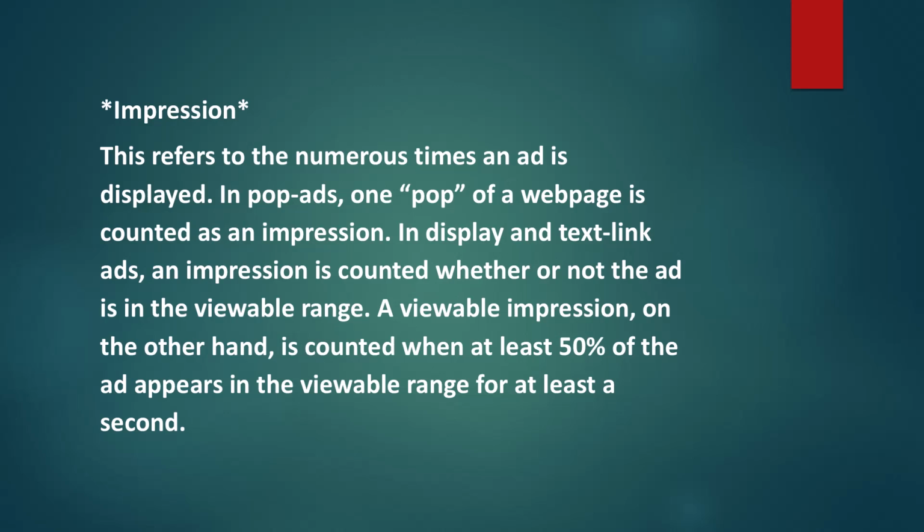Impression. This refers to the numerous times an ad is displayed. In pop ads, one pop of a web page is counted as an impression. In display and text link ads, an impression is counted whether or not the ad is in the viewable range. A viewable impression, on the other hand, is counted when at least 50% of the ad appears in the viewable range for at least a second.